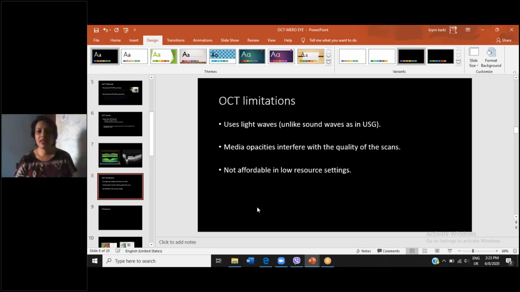So in cases where the media might not be clear because of a cataract, vitreous hemorrhage, or any other vitreous opacities, we are not able to get a very good scan of the retina. Although the companies claim that you can get very good quality images even in the presence of vitreous hemorrhages or media opacities, in practice it doesn't seem to work like that. When there is media opacity, there are bound to be artifacts, and then it's difficult to get into the detail of the retina. So that's one of the limitations.